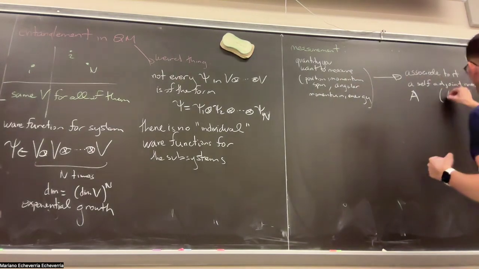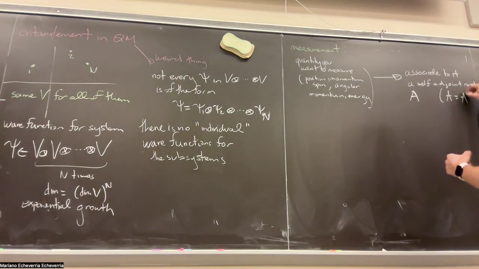Self-adjoint again just means that A equals its adjoint. So it is again the analog of a symmetric matrix. I'm just doing this for finite dimensions, but there's an analog in infinite dimensions.